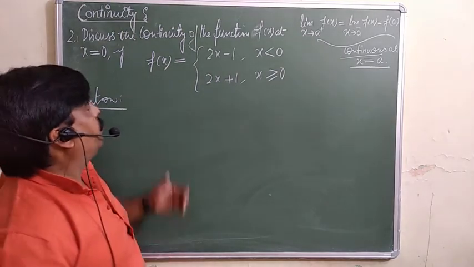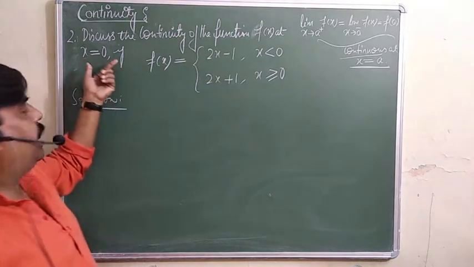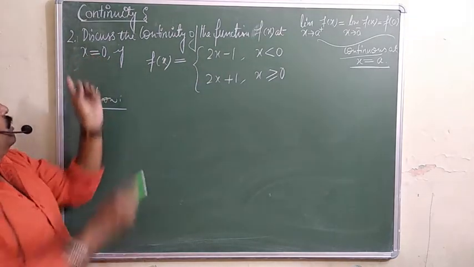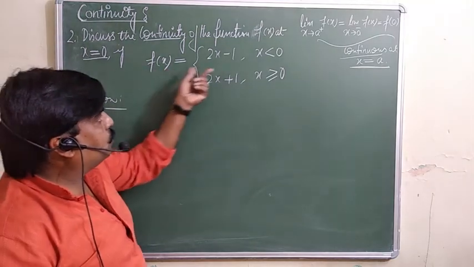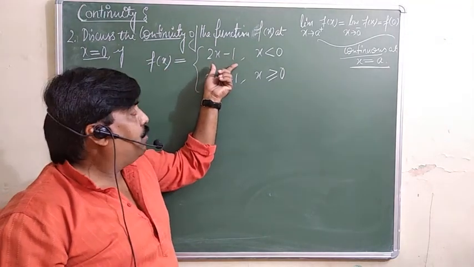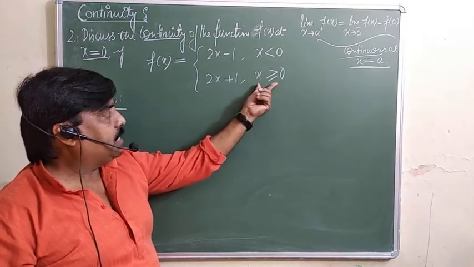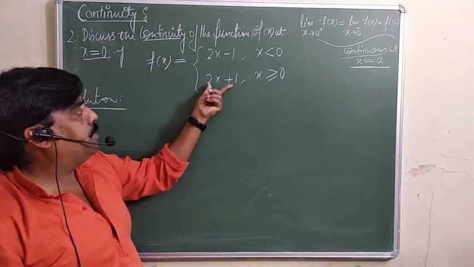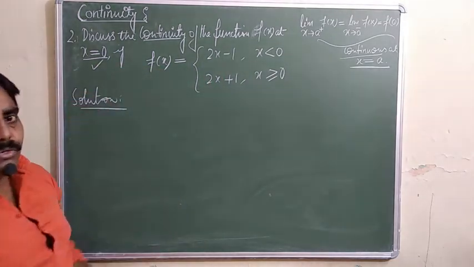Okay, one more question we are taking. We are supposed to discuss the continuity of this function at x equal to 0. f(x) is equal to 2x minus 1 if x is less than 0, and if x is greater than or equal to 0, then your function f(x) will be equal to 2x plus 1. We want to check the continuity at x equal to 0.